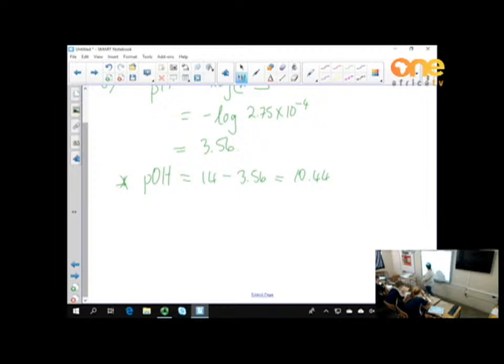All right, and then you can go and substitute in the one, and you can work out the hydroxide ion concentration, and then you can go and work out the pOH. Just hang on with your question. Okay, I quickly want to do the calculation.